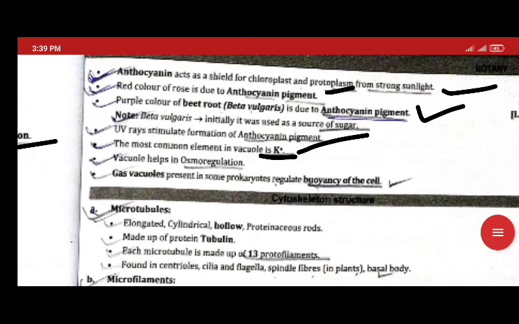Vacuoles help in osmoregulation. Gas vacuoles in watery plants give buoyancy to the cell.